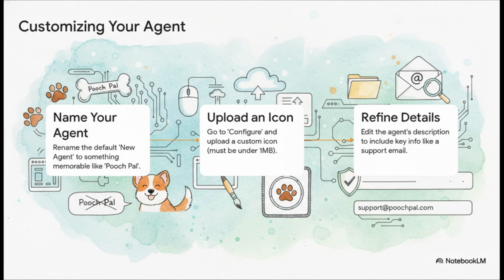Okay, once the agent is created, we want to give it some personality. We'll rename it from the boring new agent to our brand name, Pooch Pal. Then in the settings, we can upload a custom logo and even tweak the description to add important things like a support email. It just makes the whole thing look way more professional and trustworthy.